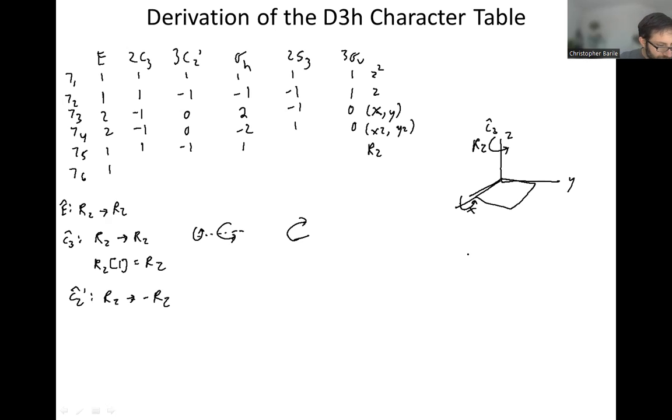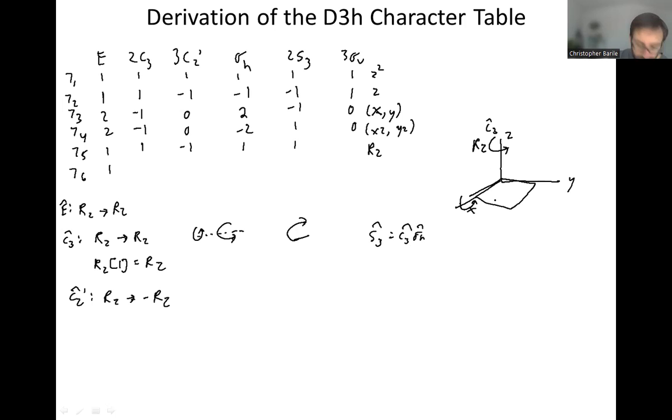S3 is, remember, C3 followed by sigma H. We just figured out sigma H didn't do anything, and we also knew from earlier C3 didn't do anything. Both of those just took Z to Z. So S3 is also going to take RZ to RZ, so we're going to get that value of 1.